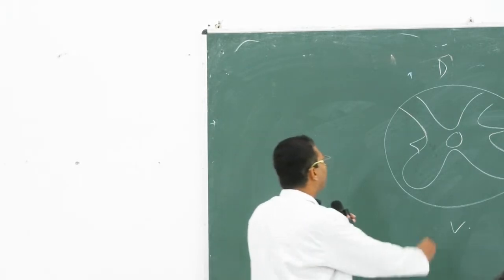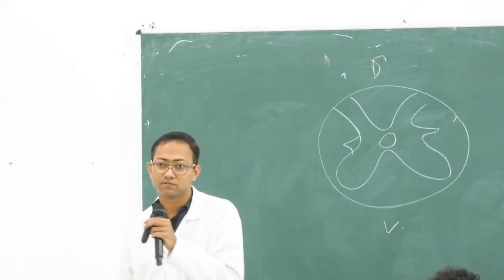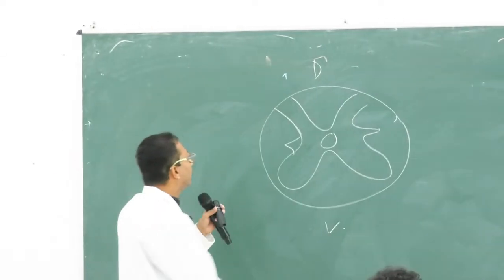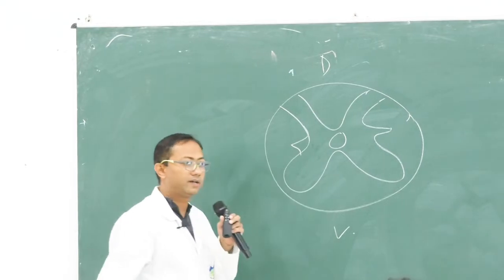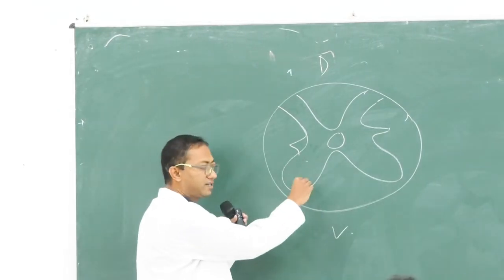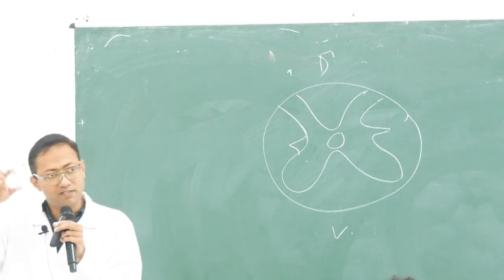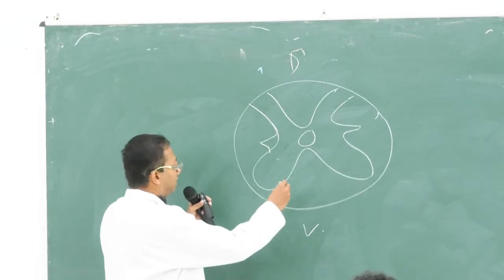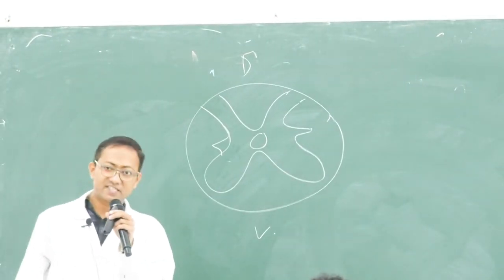Why is this area gray? Because of the collection of cell bodies. In this gray matter we have the ventral horn. Here we have the collections of anterior horn cells, which are nothing but the cell bodies of alpha motor neurons. And in the dorsal root we have the sensory fibers.